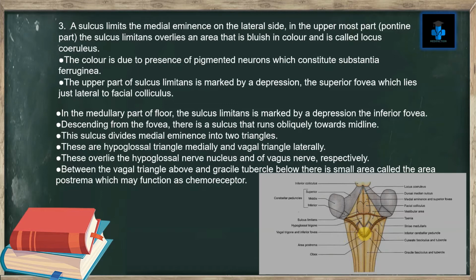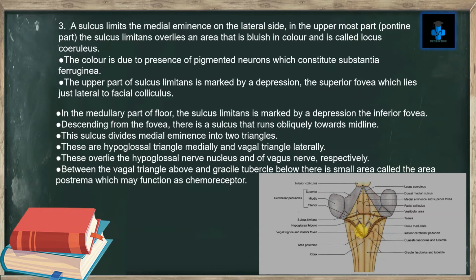Descending from the fovea, there is a sulcus that runs obliquely towards the midline. This sulcus divides the medial eminence into two triangles. These are the hypoglossal triangle medially and the vagal triangle laterally. So this right here is the hypoglossal triangle and this is the vagal triangle.